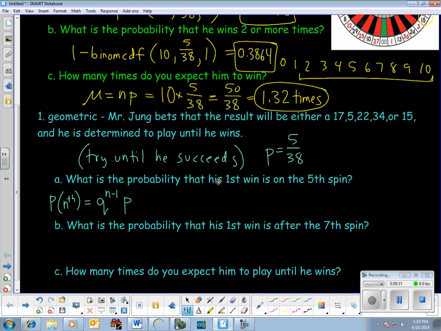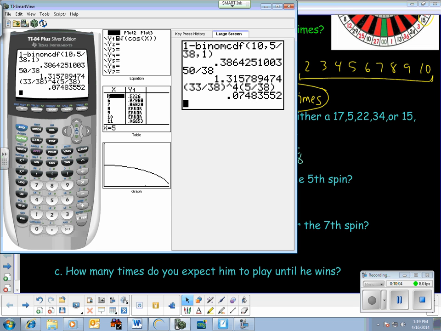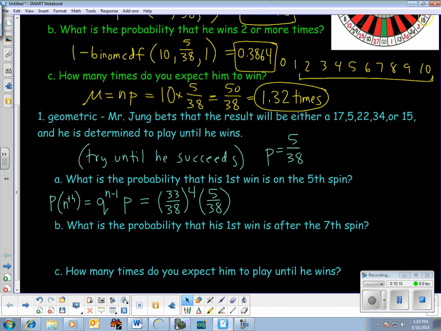Think about it, if he's going to win on the 5th try, that means he lost, which was 33/38, and then he lost again and again and again. He did that 4 times, so I'm going to raise it to the 4th power. And then he succeeded. So I'm just going to write down that equation and do this one by hand. 33/38 to the 4th times 5/38. This is the probability that he succeeds for the first time on the 5th. So that's 0.0748, about a 7.5% chance.